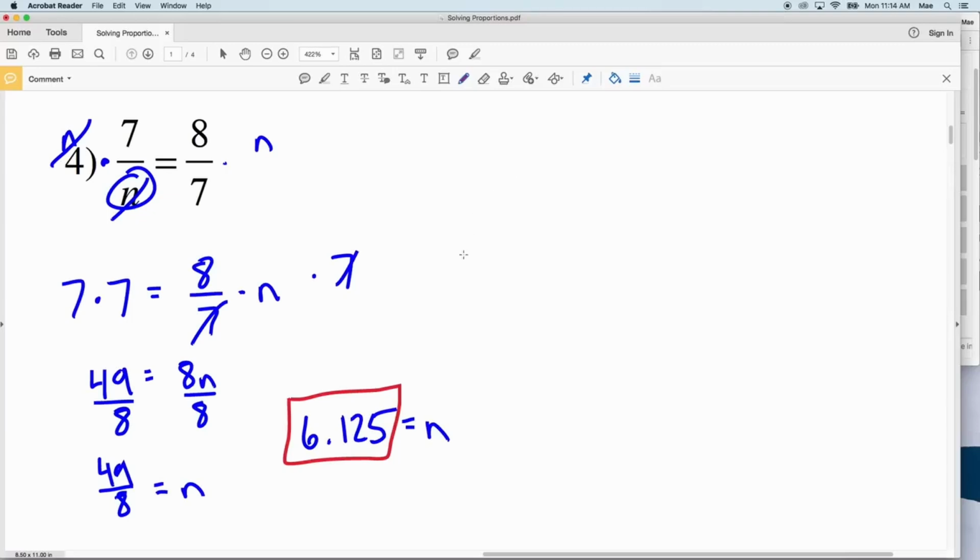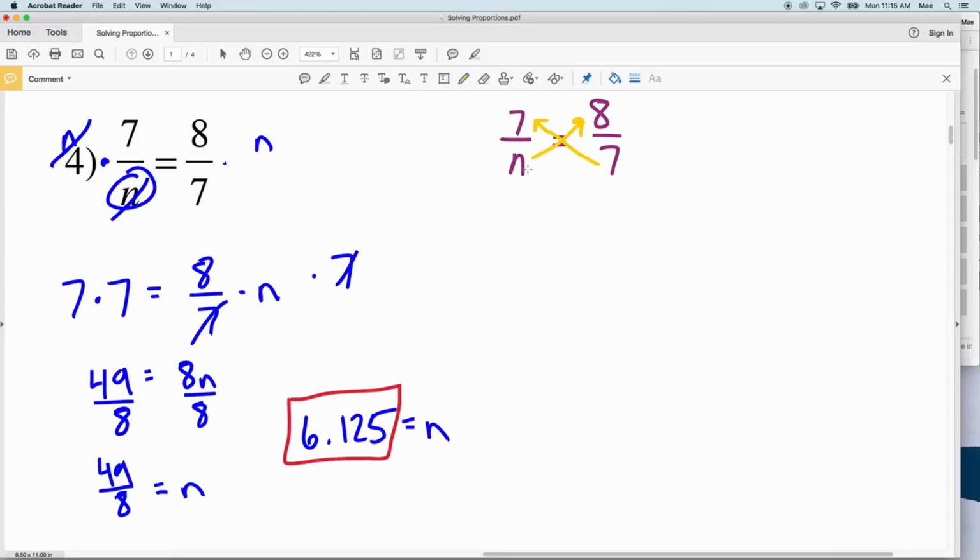Now let me show you a simpler way to solve when you have a variable in the bottom of a proportion. I'm just going to rewrite the problem in number 4. We have 7 over n equivalent to 8 over 7. Now essentially what we did, we multiplied both sides by n, then we multiplied both sides by 7, and then we divided by 8. We can reduce multiplying by n and multiplying by 7 to one simple step, and this is known as cross multiplication.